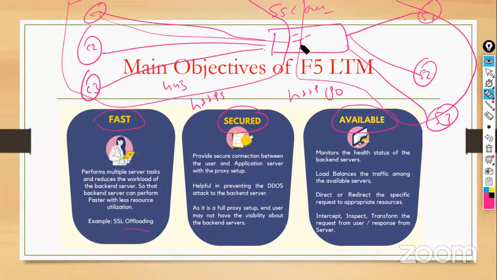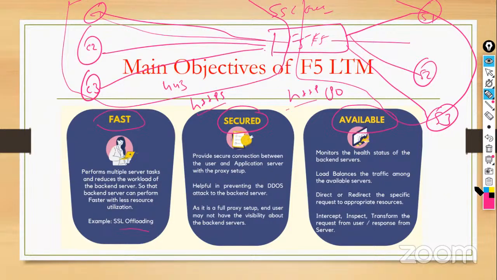But once your traffic lands on the F5, it will be decrypted, and from F5 to the backend server it will be your plain traffic, right? So here we see HTTPS and HTTP. The second thing, secure: provide a secure connection between the user and the application server with the proxy setup.